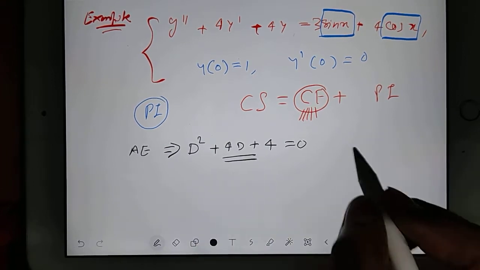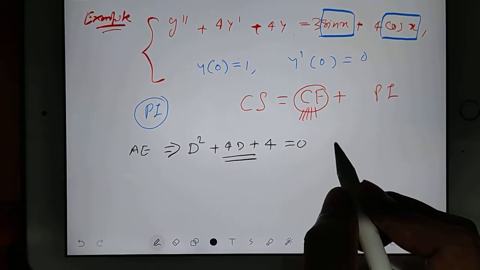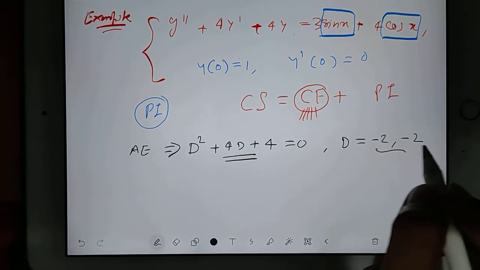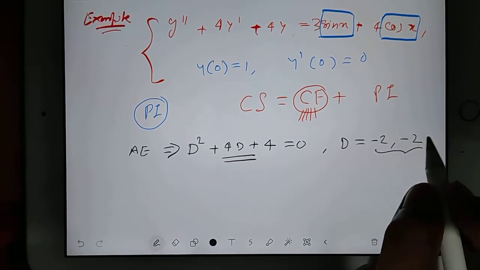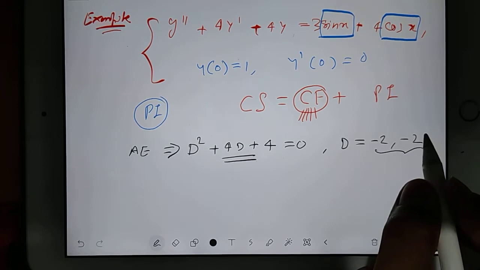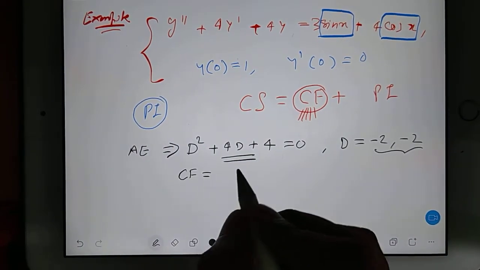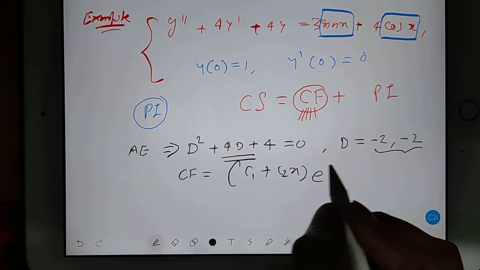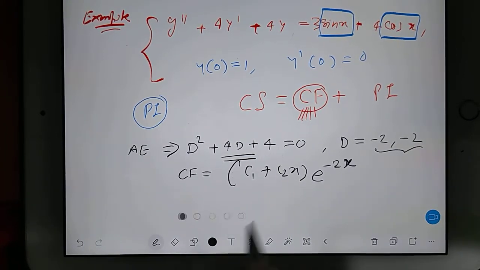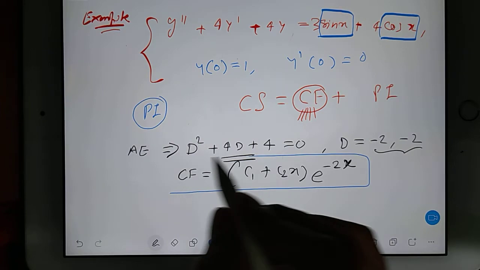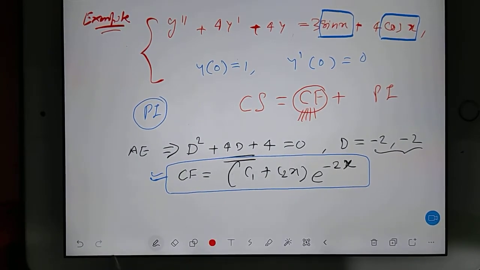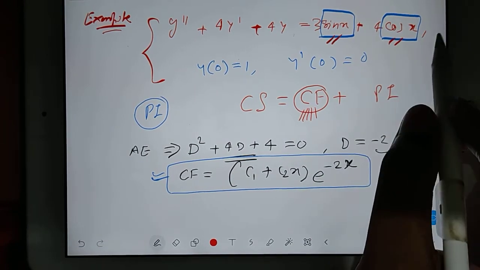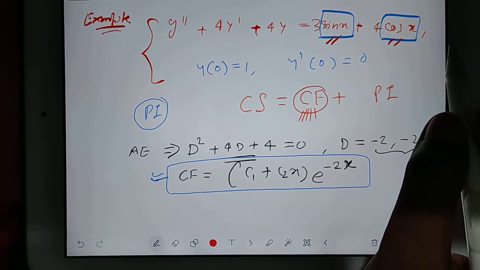You can clearly see this is (D plus 2) whole square. So your D will be minus 2 and minus 2, because it is a quadratic equation. So two times the same root, both real. Your complementary function will be (C1 plus C2x) e power minus 2x. This will be your complementary function. You see how fast we calculated it. But we also have to calculate PI for sin x and cos x.